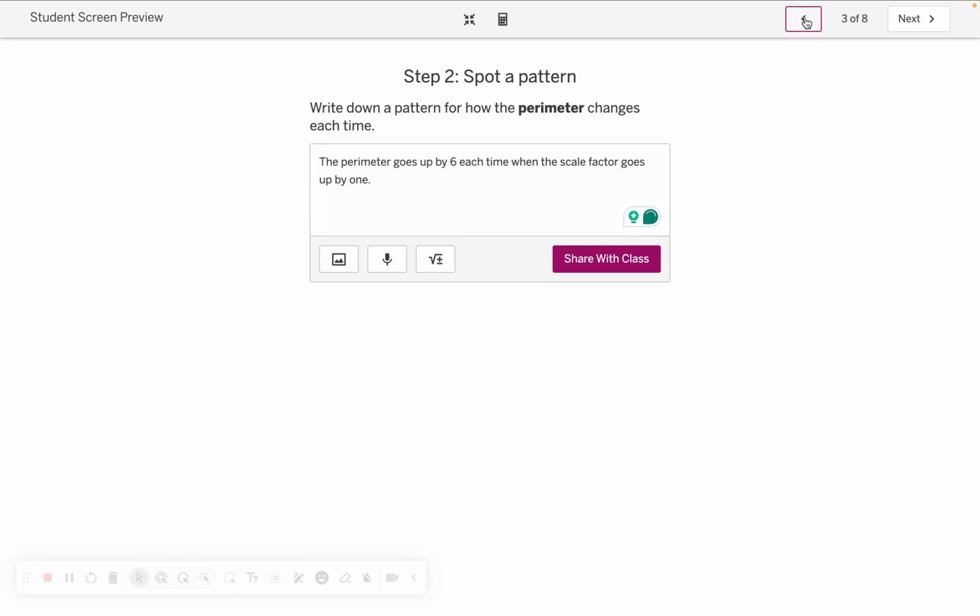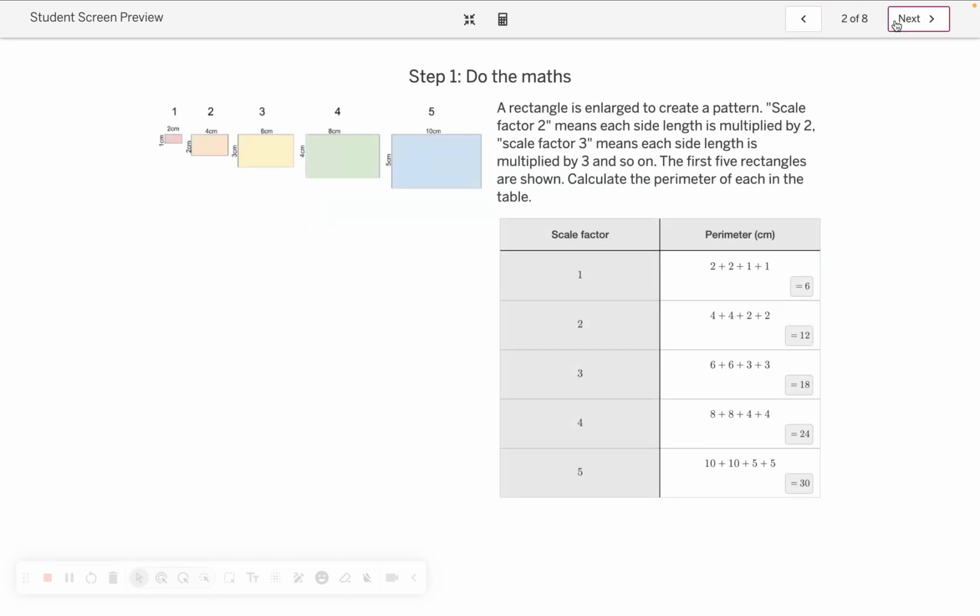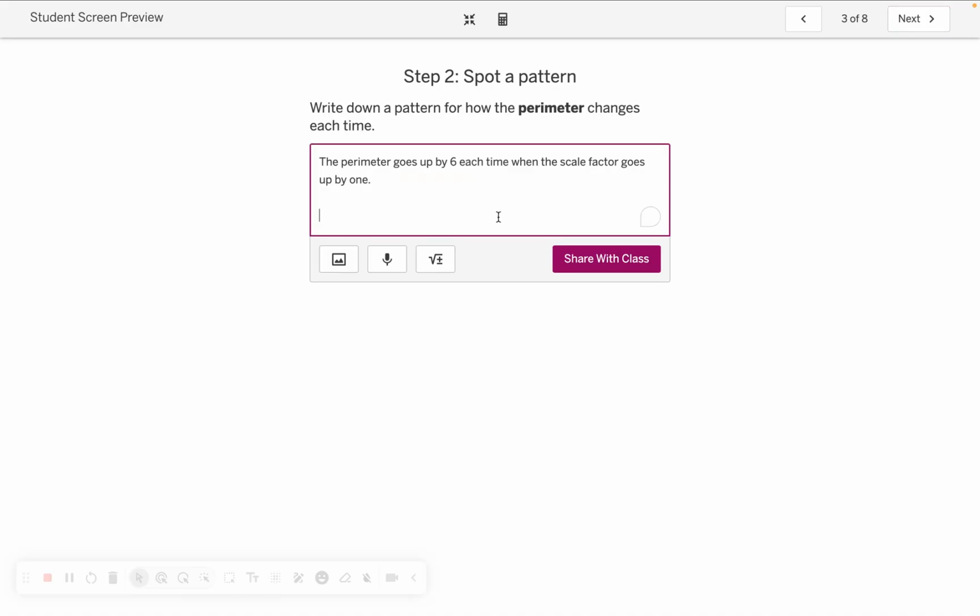Some of you might even write this, that the perimeters are all even numbers. Now, I'm not a big fan of this answer because the question is asking how the perimeter has changed. So I think to really answer the question, this should be a better answer. But is there technically anything wrong with the pattern? There is nothing wrong with saying that the perimeters are all even numbers when the scale factor goes up by 1, but it doesn't really tell me how the perimeter changes. So I think we need to be very cautious when you write the patterns.